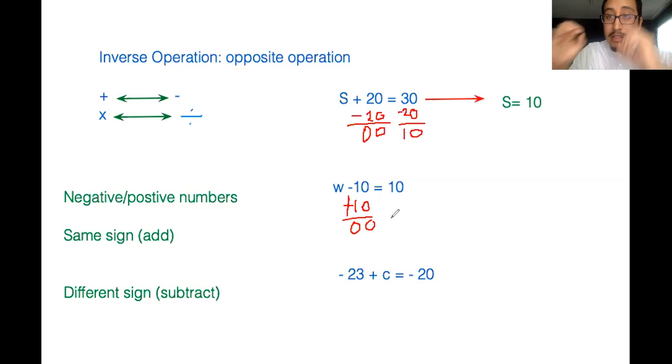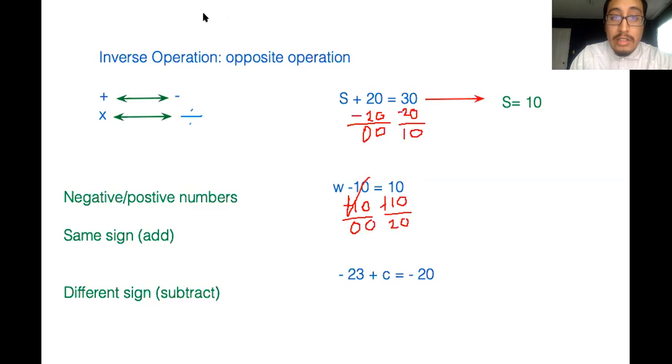They become 0. And then we have to remember what you do to one side, you do to the other side. So you have to add 10 to your other side because again, we are trying to get this W by itself. So we did that by getting rid of negative 10 with positive 10. And then what we do to one side, we have to do to the other. So that's going to give us 20.